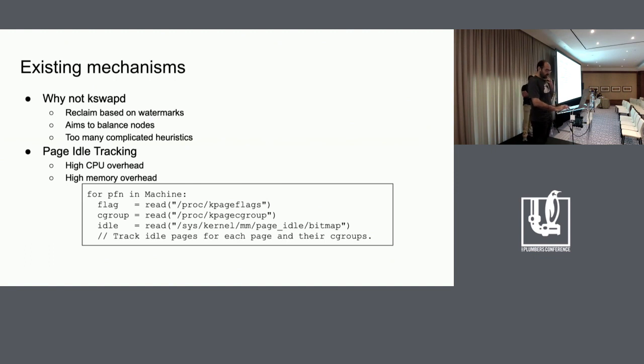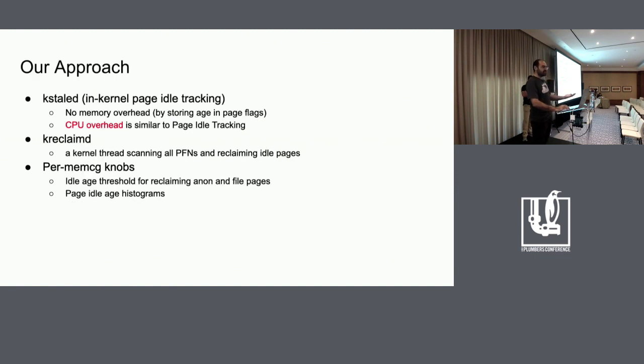So we have implemented kstaled, which is a similar approach, but it's an in-kernel idle page tracking. It doesn't have memory overhead because all this information is stored in struct page, or page flags more specifically, but it has a similar CPU overhead. You still have to go through all the PFNs and find whether these pages were accessed or not.